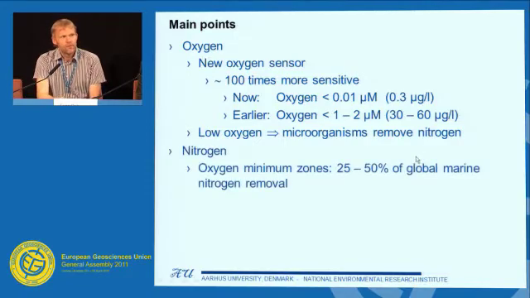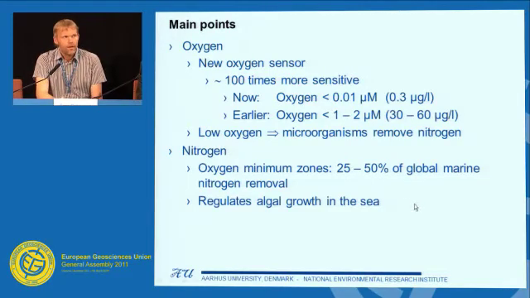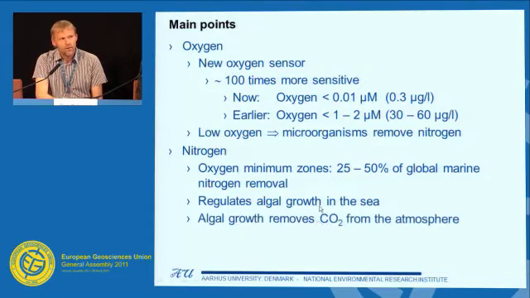And talking about nitrogen, the oxygen minimum zones are very important there, because these three major oxygen minimum zones, the Arabian Sea and the northern and southern eastern tropical Pacific, remove one quarter to half of the global marine nitrogen removal. So they play a large role in the nutrient cycling of the oceans, even though they don't cover very large areas. Nitrogen is important because its availability regulates the growth of algae in the sea. If there's more nitrogen, there will be more algae. And algal growth removes carbon dioxide from the atmosphere and therefore counteracts the rise of CO2 in the atmosphere.